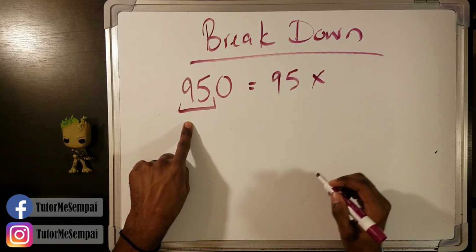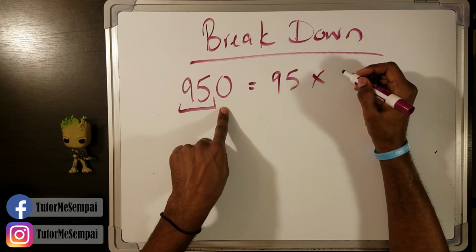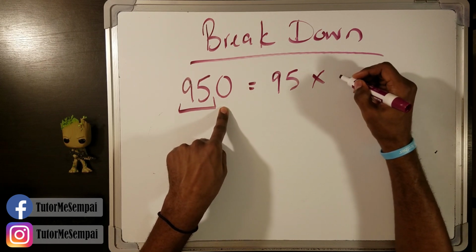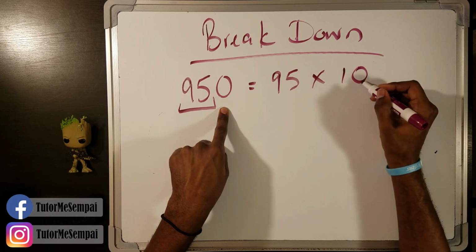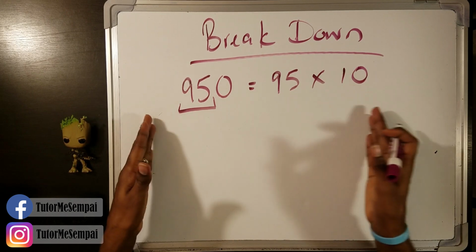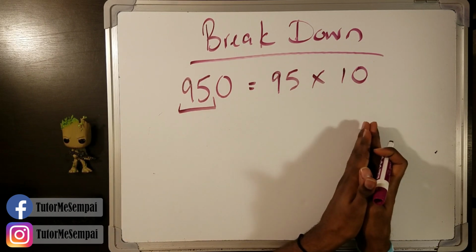Then we're going to multiply by what? How many zeros are left? 1. So this should be a 10 because 10 has 1 zero. This is how we break down. Remember, we're doing it in reverse. How about this one?